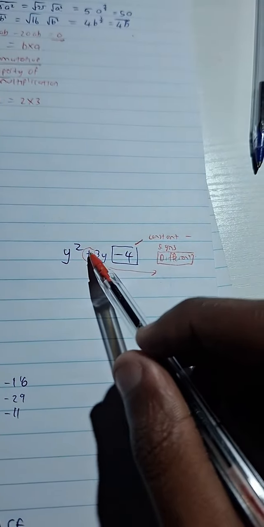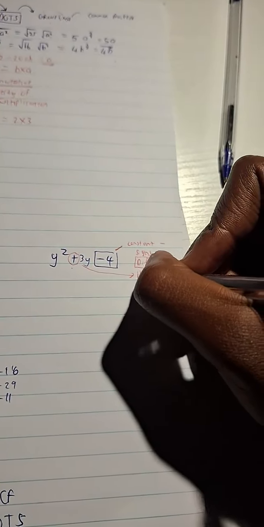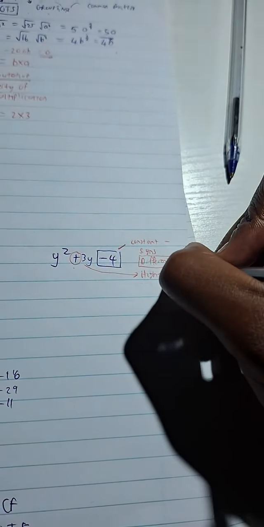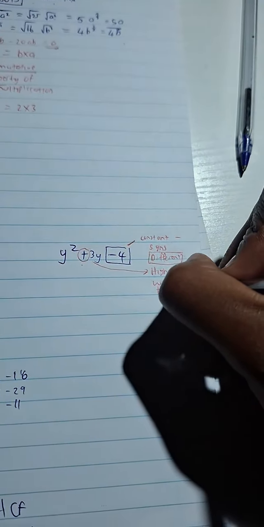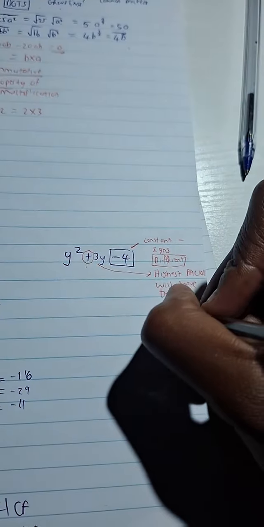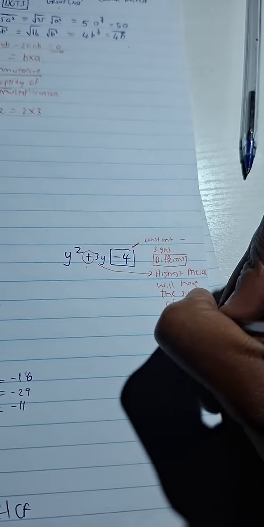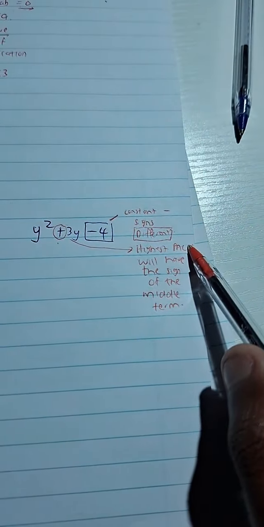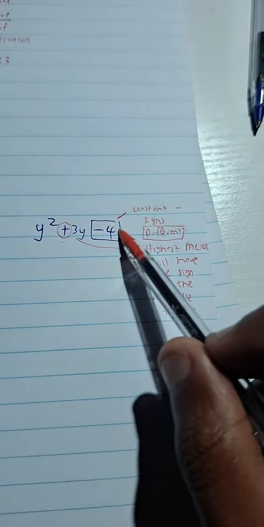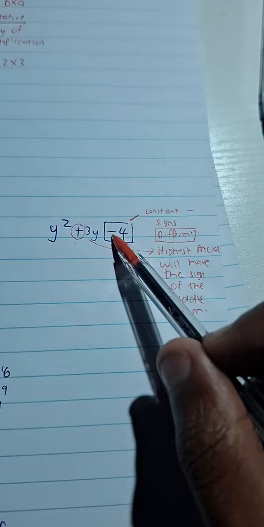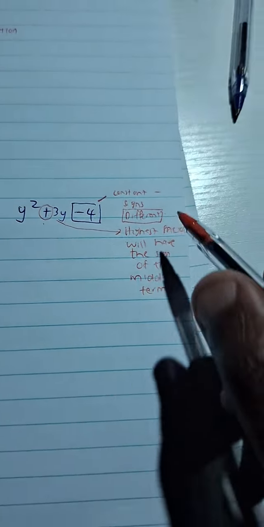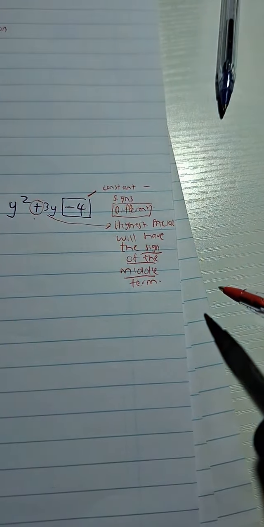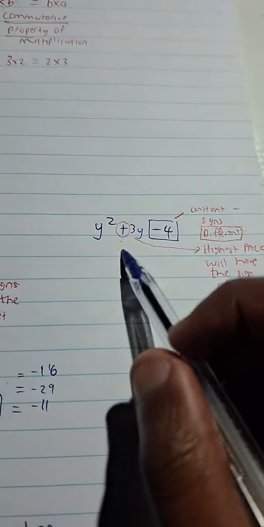And if the sign of the middle term is positive, the highest factor that we choose will have the sign of the middle term. I repeat, the highest factor that we choose, we're going to choose factors of 4 most. The highest factor out of these factors of 4 will have the sign of that middle term. Okay? So, for instance, let's just check this example.